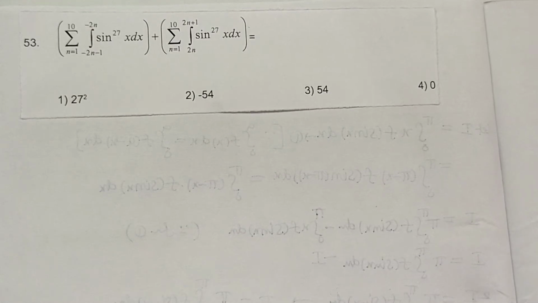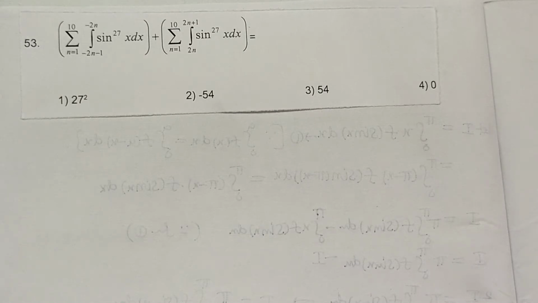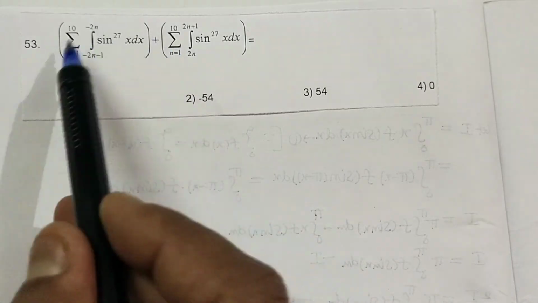The next question. Sigma n is equal to 1 to 10, integral from minus 2n minus 1 to minus 2n of sin power 27x dx, plus sigma n is equal to 1 to 10, integral from 2n to 2n plus 1 of sin power 27x dx. In the two terms, we observe that sigma n is equal to 1 to 10 is there, so you can take it common from these two.